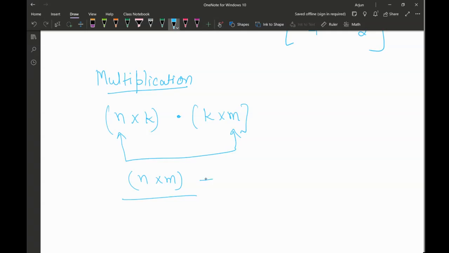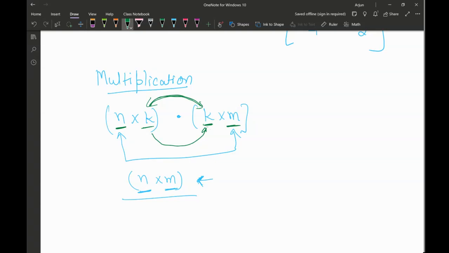This means that the final matrix will have n number of rows and m number of columns, whereas the first matrix had n number of rows and k number of columns, and the second had k number of rows and m number of columns. Now, if these two are not the same, you cannot multiply the matrices.